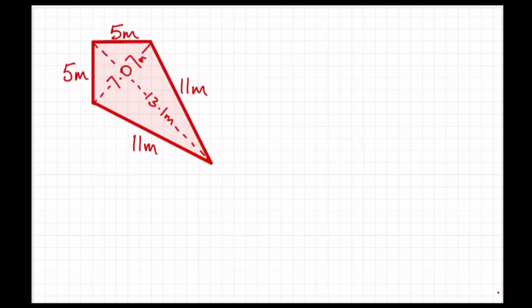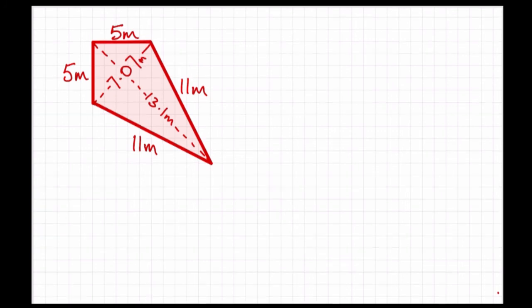And finally, let's have a look at this with so many numbers on. Well, a lot of the numbers are just to distract you from working out the area, but they'll be needed for the perimeter later on.